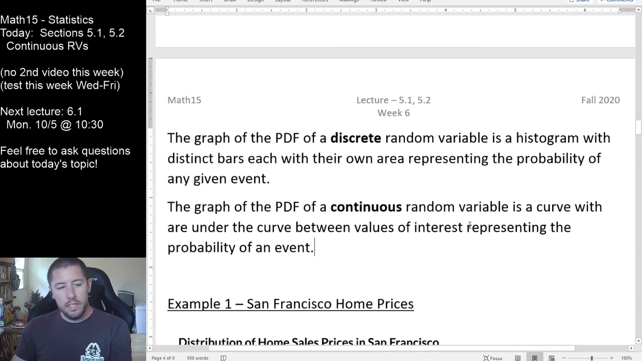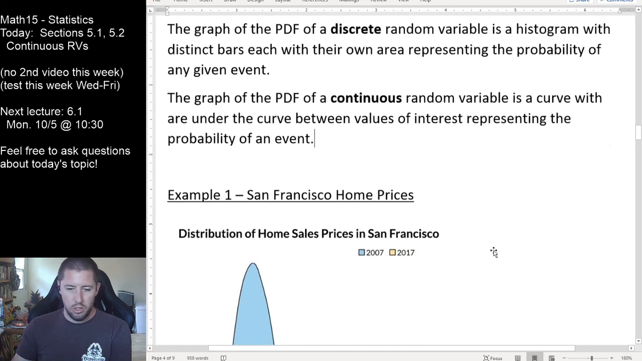So let's take a look at some examples of these. I've got a couple examples here to lay out kind of how we should be thinking about these continuous probability distributions today.